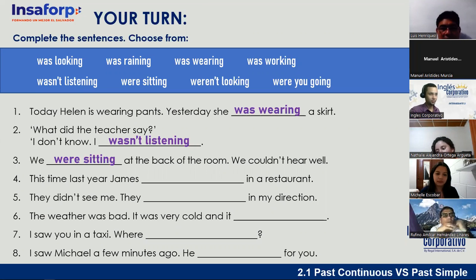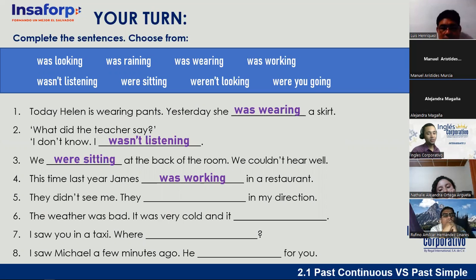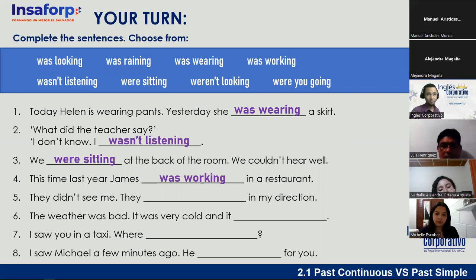This time last year, James was working in a restaurant. That is correct. Excellent. Manuel Aristides is next, number five, and Alejandra Magaña will take number six.